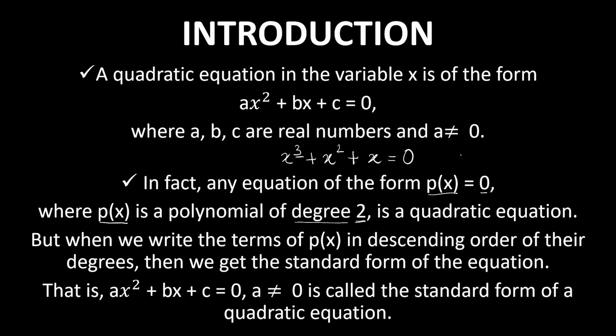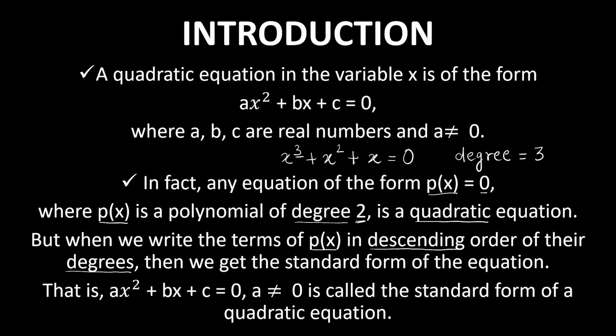So for this equation, degree is 3. So that we have to understand what we mean by degree. Degree is nothing but the highest exponent of the variable. So in case of quadratic equation, the polynomial p(x) will have degree 2. The highest exponent of the variable should be 2. Hence it is called a quadratic equation. Now, when we write down the terms of this polynomial in descending order, remember, in descending order, which means in the decreasing order of their degrees.